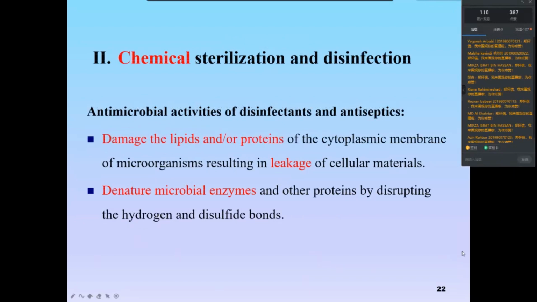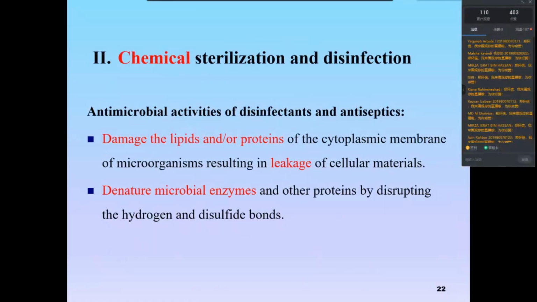Okay. Then after we talk about all the physical methods, we'll talk about the chemical methods for sterilization and disinfection. These chemical agents are antimicrobial agents. They have antimicrobial activities to kill or inhibit the growth of bacteria. They can damage the lipid bilayer or proteins on the membrane, resulting in the leakage of the cellular material.